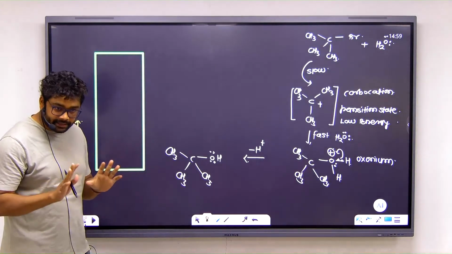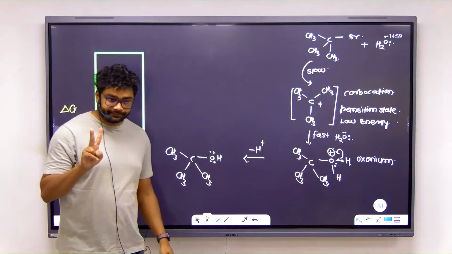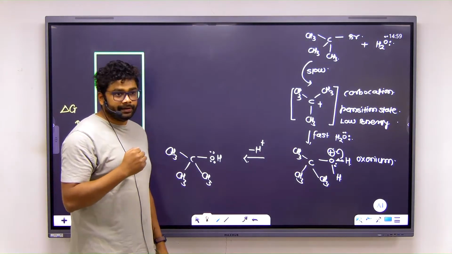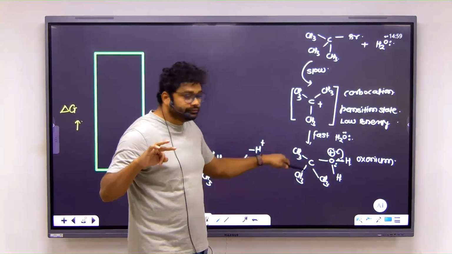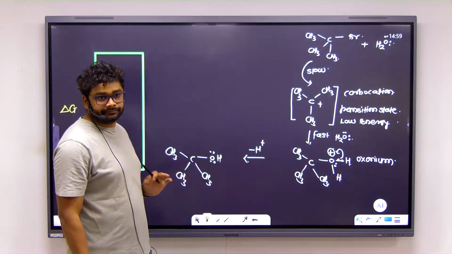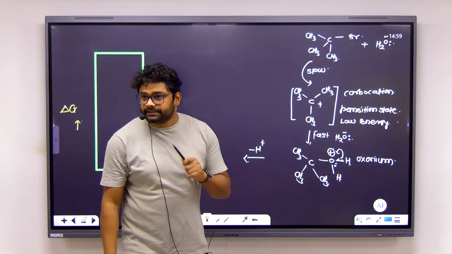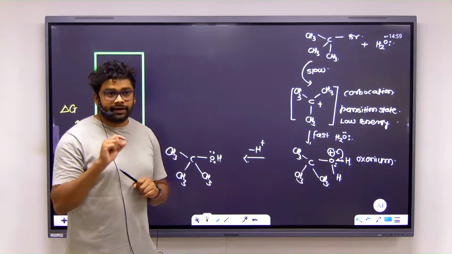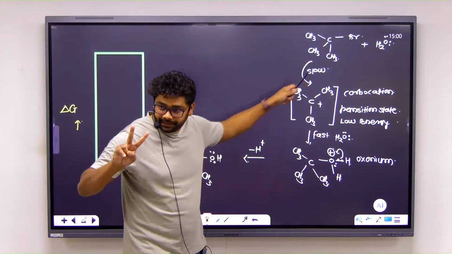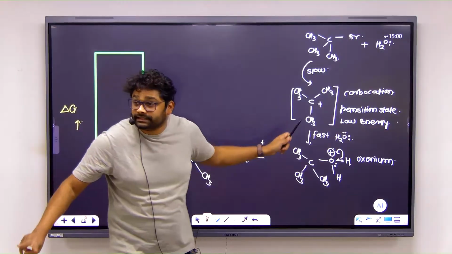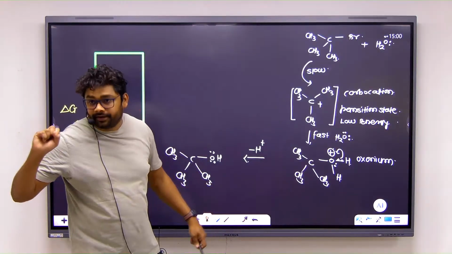Actually in NCERT, there are 2 steps. But in my opinion, there are 3 steps: 1, 2, 3. And how many transition states? 1 or 2? 2 transition states. Whatever the stops in between the complete reaction are known as a transition state.